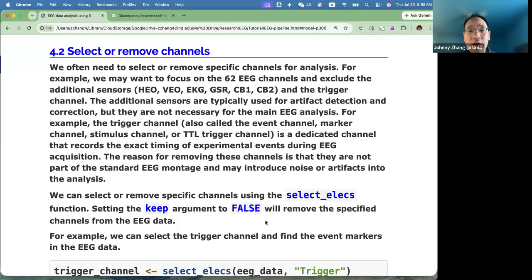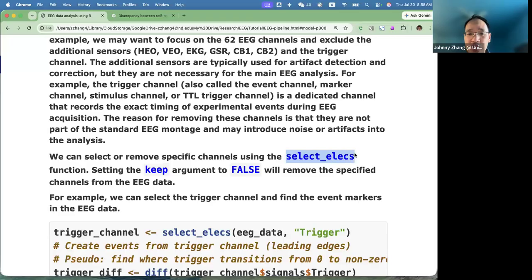Now let's see how we can work with this data set. The first thing we can do is select particular channels or remove certain channels before we do any data analysis. For example, we may remove the additional physical sensors. Particularly, the trigger channel does not include any brain information at all, any neurological information at all. We can remove that.